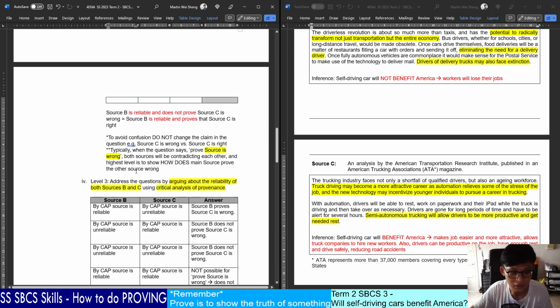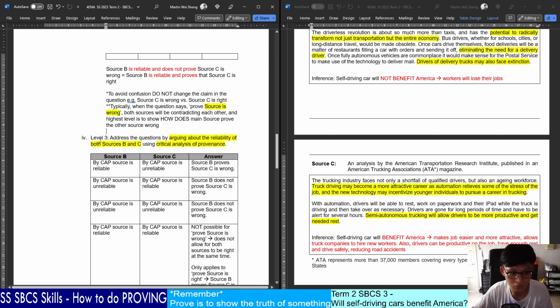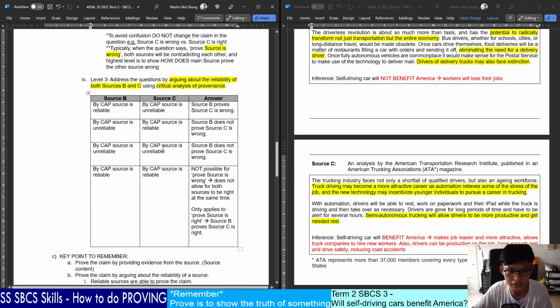So level 3 for double proving questions is the same thing over here. You have to address the question by arguing about the reliability of both sources B and C using your critical analysis of provenance. So use your CAP. In this case, you don't need to bring in a third source anymore. When you do your CAP, you just focus on the CAP for B and the CAP for C. So if by CAP B is reliable, C is unreliable, so B proves C is wrong. If B is unreliable, C is reliable, B does not prove C is wrong.